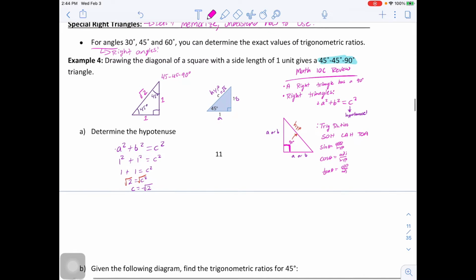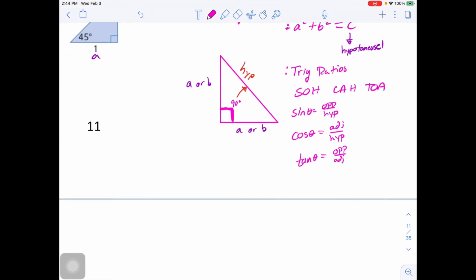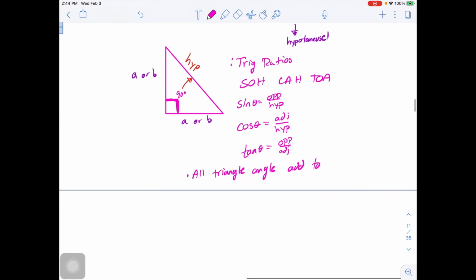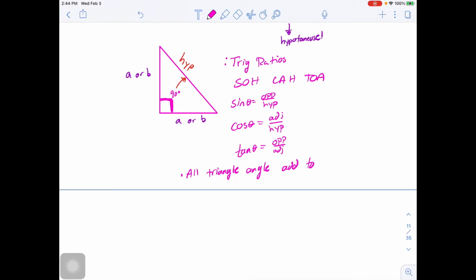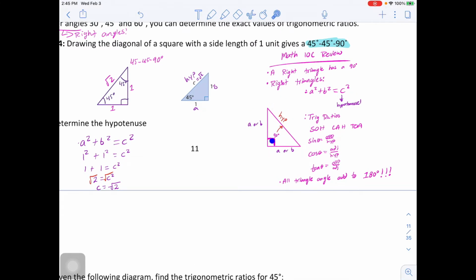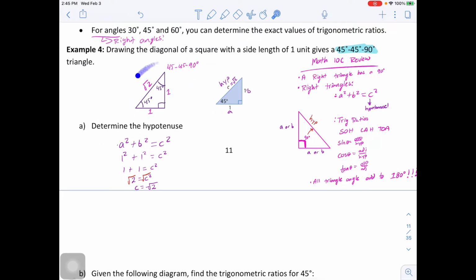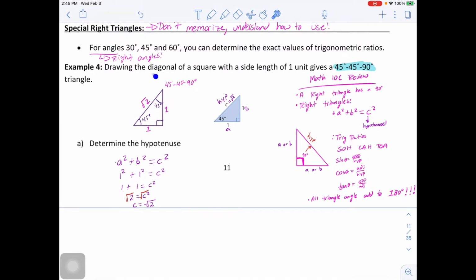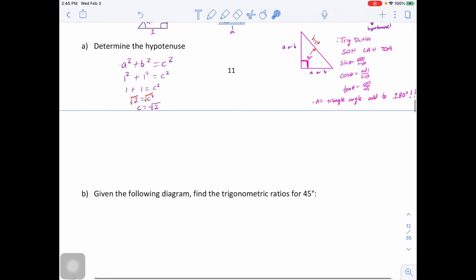Something last to mention for Math 10C review, and this is a huge one, is all triangle angles will add to 180 degrees. Okay, so don't ever forget that. So if you have one angle in a triangle, or if you have two angles in a triangle, you can always solve for the last one. Okay, so there is your introduction to our first special triangle, the 45, 45, 90 triangle.